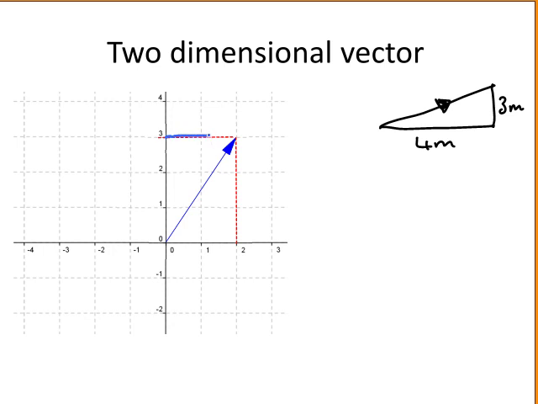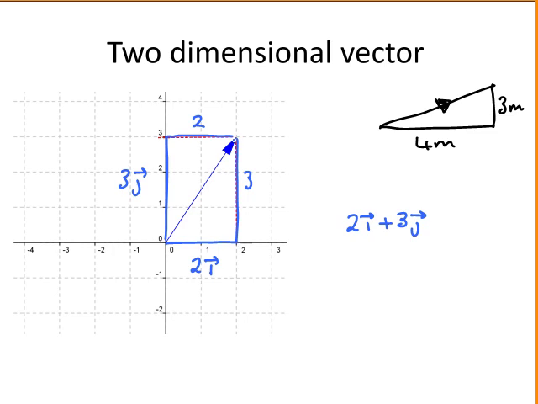So this is a length of 2, which corresponds here to a length of 2 in the direction of the i vector. And this is a length of 3, which corresponds here to a length of 3 in the direction of the j vector. So the blue vector can be represented by 2i plus 3j. So this vector is the vector beginning at the point (0, 0) and ending at the point (2, 3).